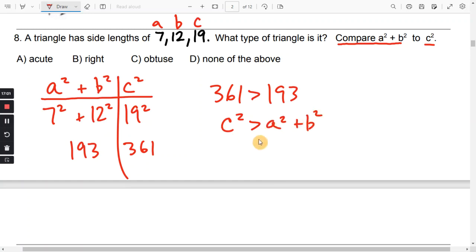If c squared is greater than, it's obtuse. If it was equal, it would be a right triangle. And if c squared was less than, it's acute. So remember, a cute little angle. If c squared is less than, it's acute.